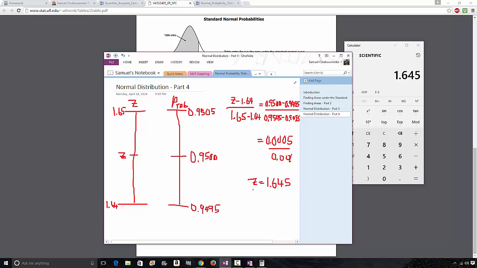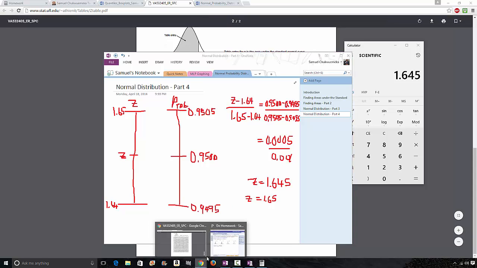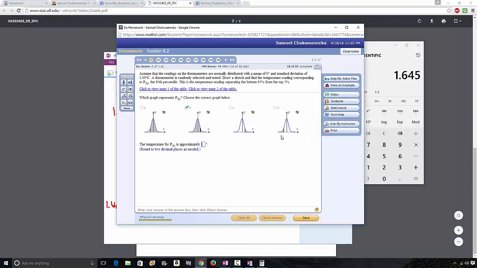And then we want the z to be 2 decimal places. And 2 decimal places means that this will be 1.65. Now, the answer is 1.65, of course.